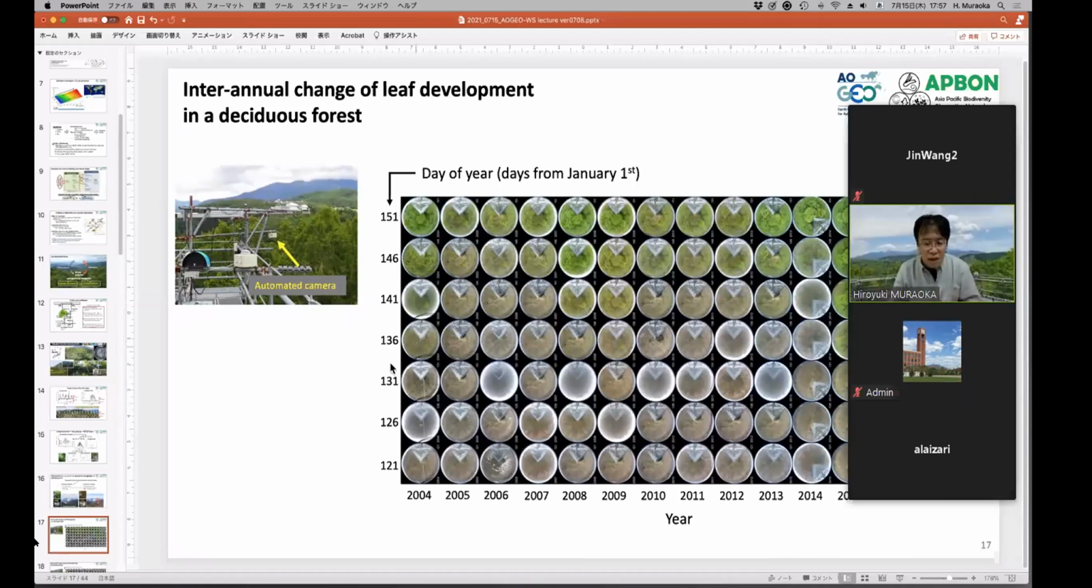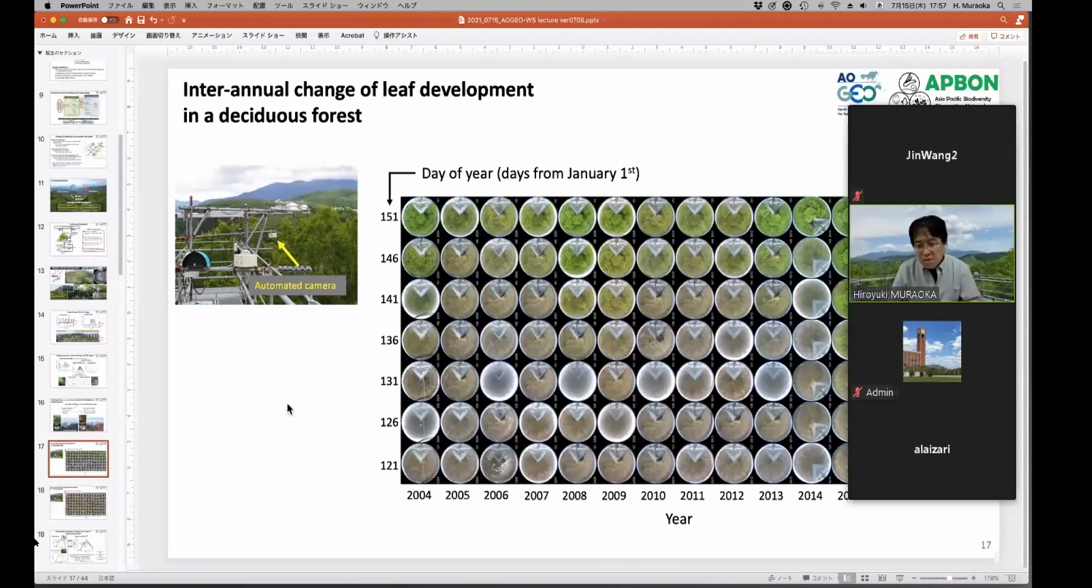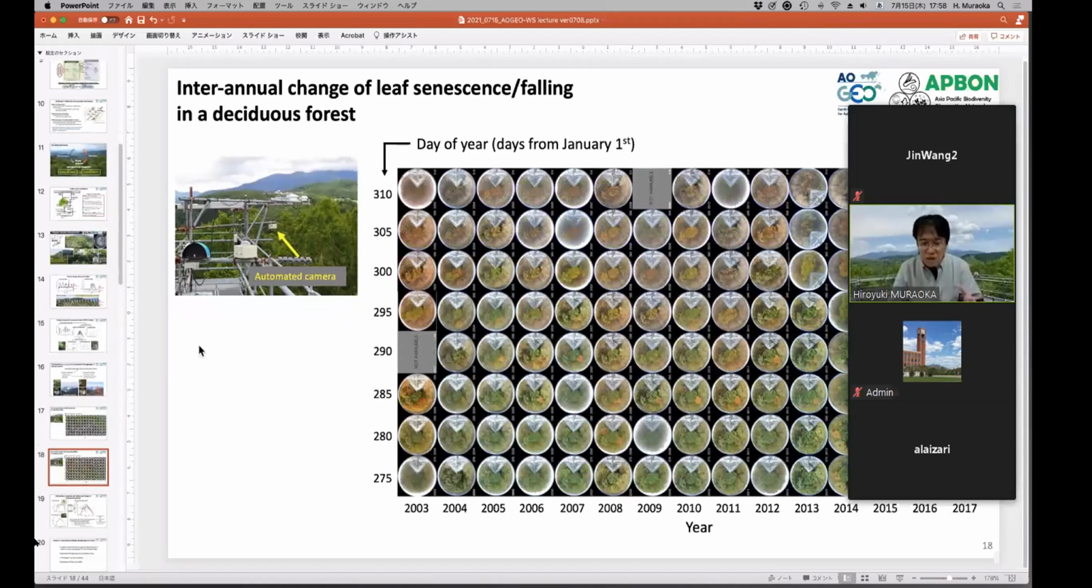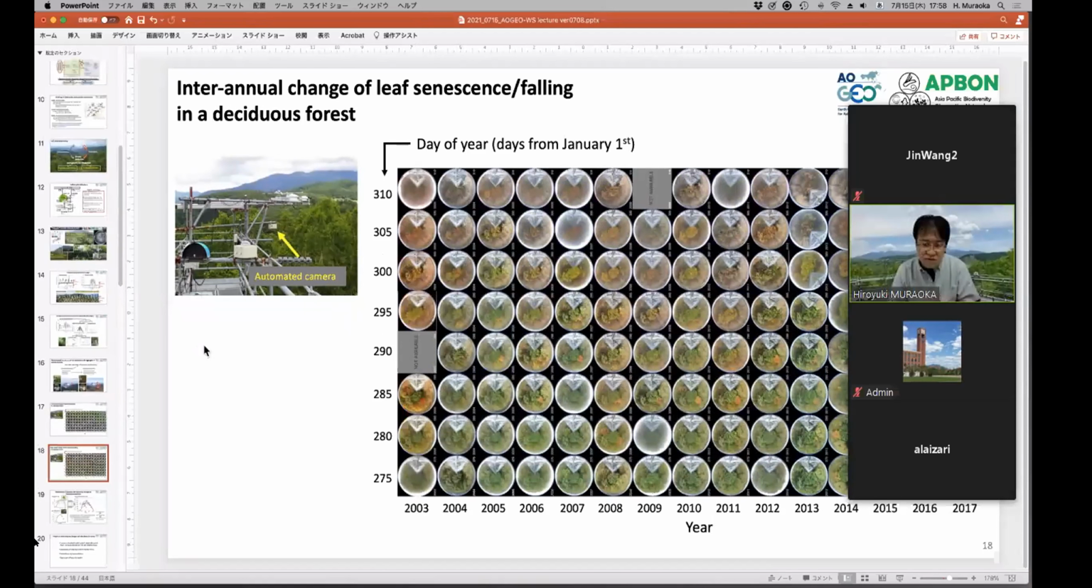And I believe that satellite remote sensing can capture this kind of interannual change of the leaf-out. Then if you monitor the autumn leaf coloring or leaf falling, we can see that in some years the leaf coloring starts very early, or in other years the leaves are green even in very deep autumn, late in the year. So this kind of information can also be captured by satellite remote sensing. And the question is how much these changes influence the ecosystem functions.